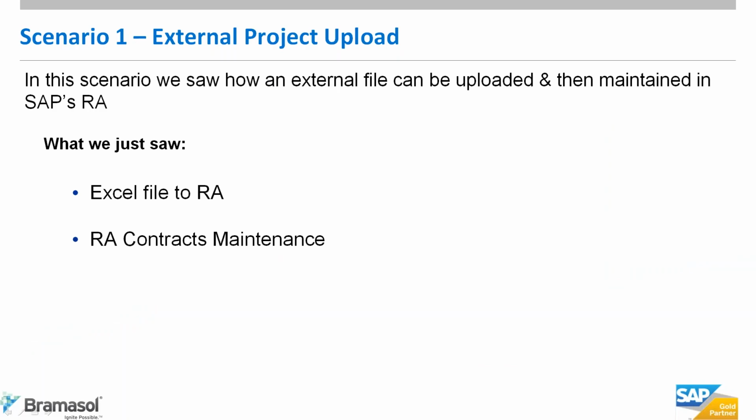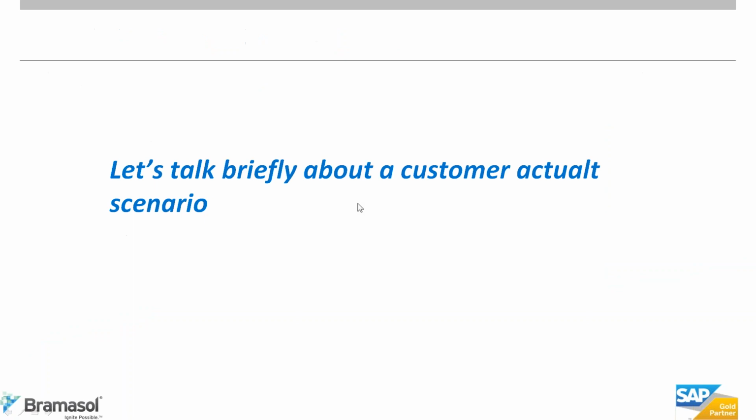Now I'm going to show you slightly different examples. In this one too, we did an Excel file to RA, and then we did some contract maintenance directly in the revenue accounting module. So I just went from file and then went to RA, and I did my update there.